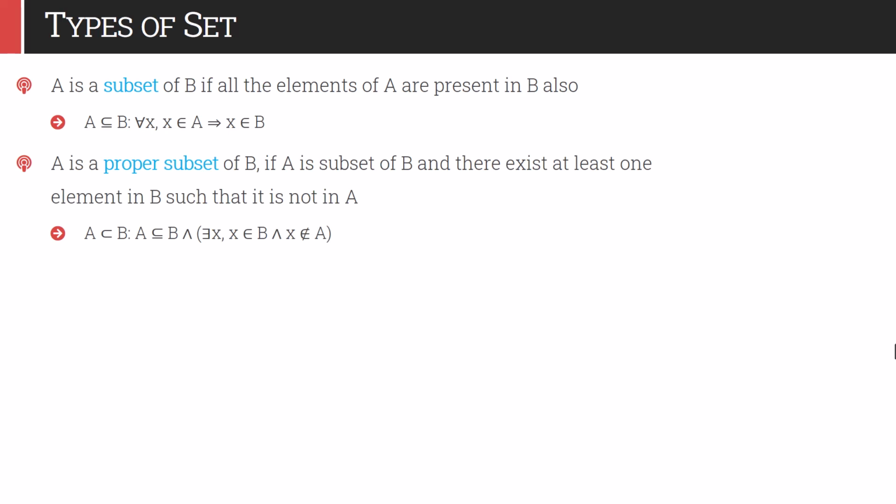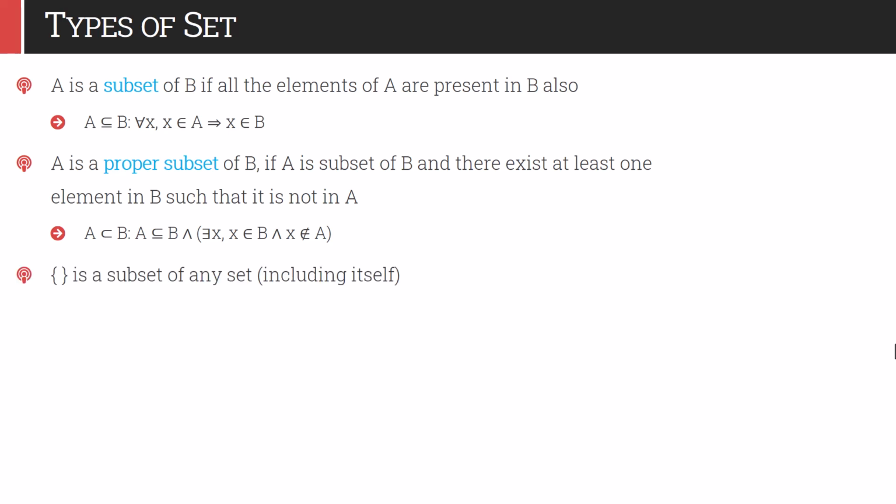And proper subset. So we can say A is a proper subset of B if A is a subset of B as well as there exists at least one element in B such that it is not in A. So in case of subset, A and B both sets can be the same. But in case of proper subset, set B is larger than set A. There will be at least one element in B which is not in A. So we can write A is a proper subset of B such that A is a subset of B and there exists some X so that X belongs to B and X is not in A. That is how we can mathematically represent it.